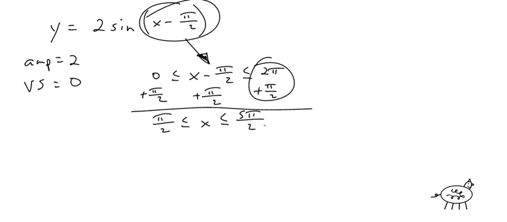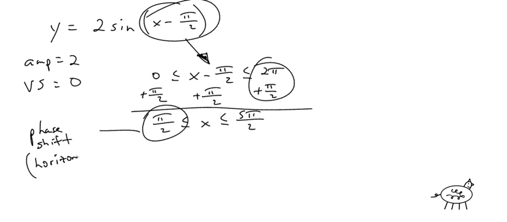Alright, now, here's the deal. That number right there, that is always your phase shift. And you're like, what the heck is a phase shift? It's the same thing as a horizontal shift. Just another word for it. It's actually the one we use all the time. We'll use phase shift and not horizontal shift. But I want you to understand it just means moving back and forth, left and right.